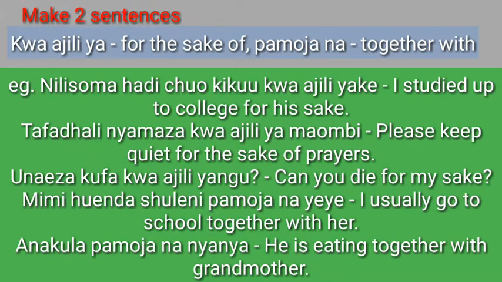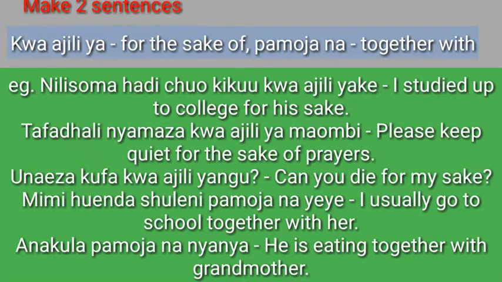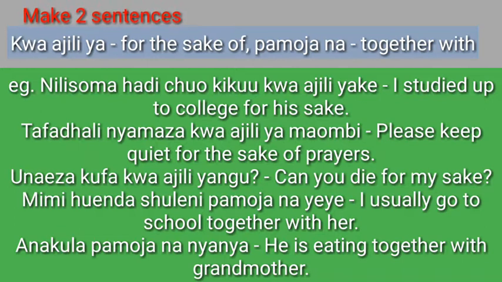So the next one we are going to see is kwa ajili ya, for the sake of. And we have pamoja na, together with. Nilisoma hadi chuo kikuu kwa ajili yake. I studied up to college for his sake. Tafadhali nyamaza kwa ajili ya maombi. Please keep quiet for the sake of prayers. Unaweza kufa kwa ajili yangu? Can you die for my sake?